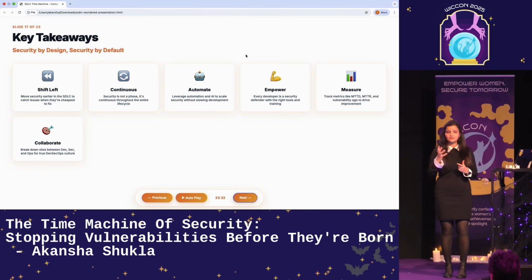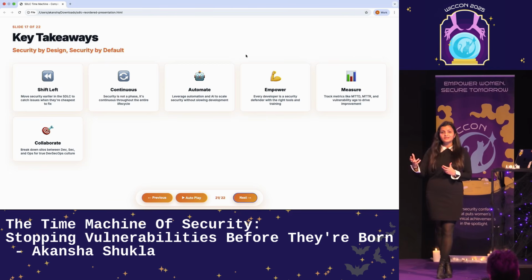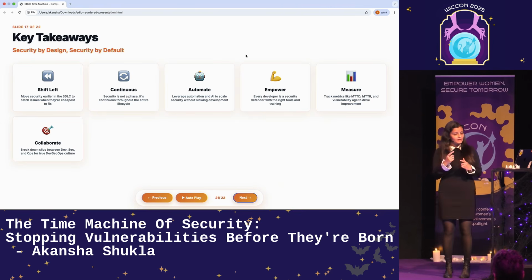Continuously. Security, as I mentioned, is still considered a separate blob, a separate phase. But if it is a continuous thing, then it would actually be a secure culture in our organization. Then automate: leverage all the tools we have in the market, and it will help you ease your task, not complete it, but in an easier way you can finish your task.